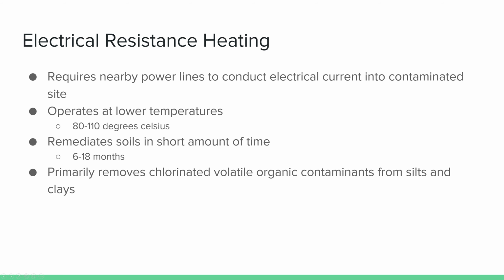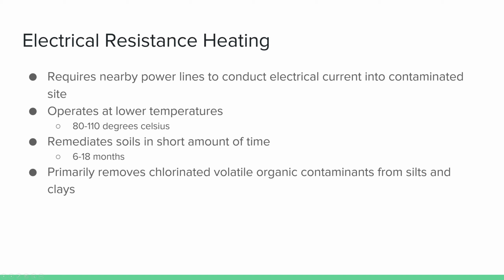Electrical resistance heating remediation technologies operate by passing electrical currents through the soil between electrodes installed at the site of interest, where the soil temperature is then increased. This type of remediation requires the use of electrical power, so it is very important that there are viable sources at the site in order to effectively remove the contaminants.